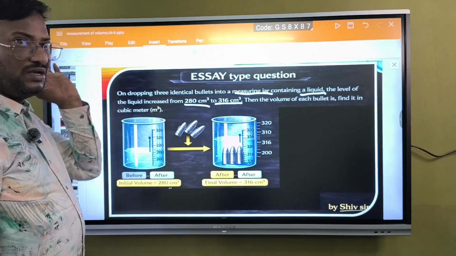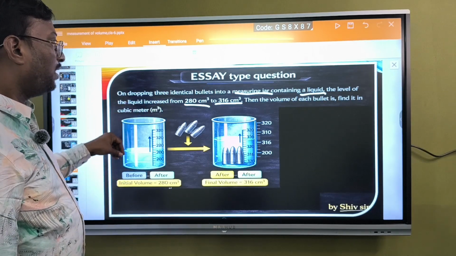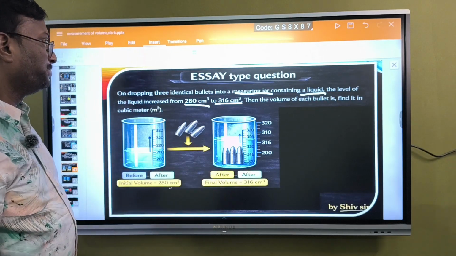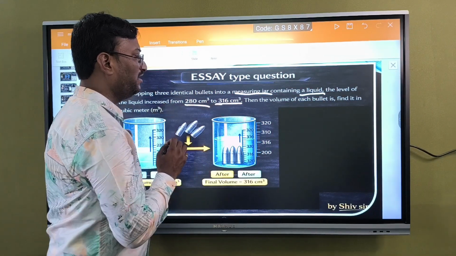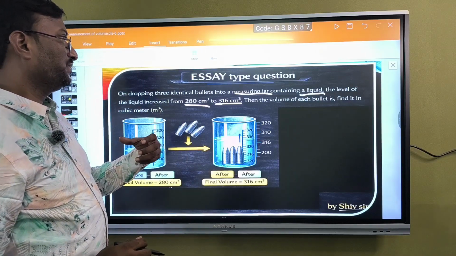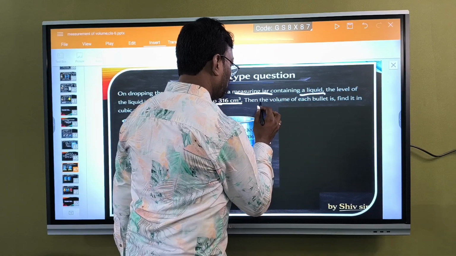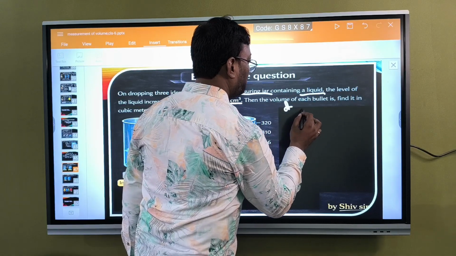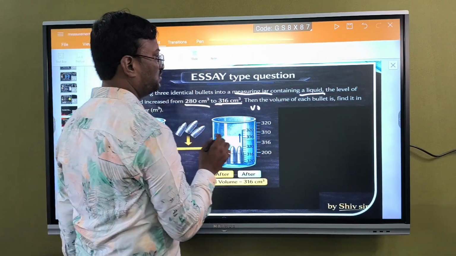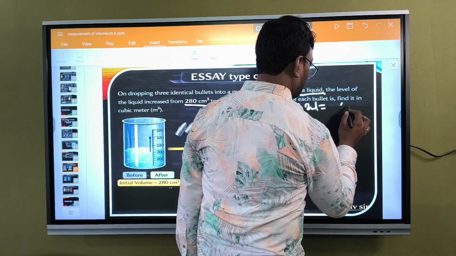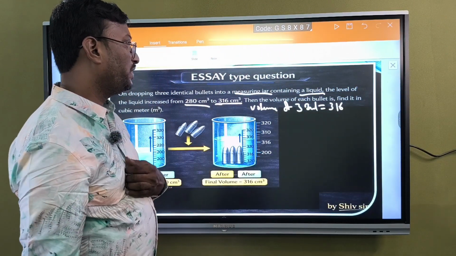See, first we go for centimeter, right? So after we try to find the answer in terms of centimeter. After dropping the bullets, it has been raised to 316. So 316 minus 280 will give you the volume of bullets. Okay, volume of 3 bullets. So volume of 3 bullets is equals to how much? 316 minus 280. How much will you get?